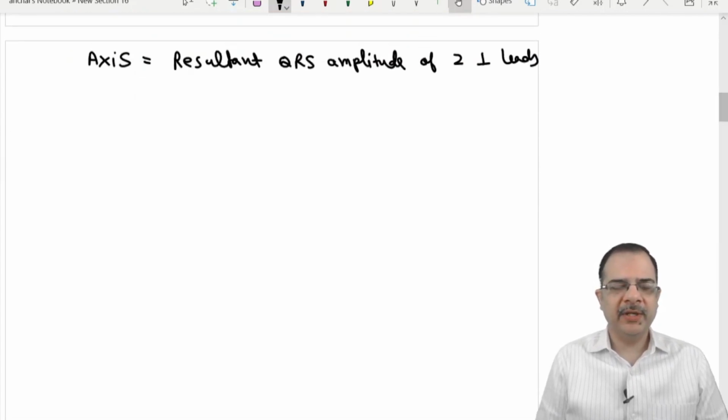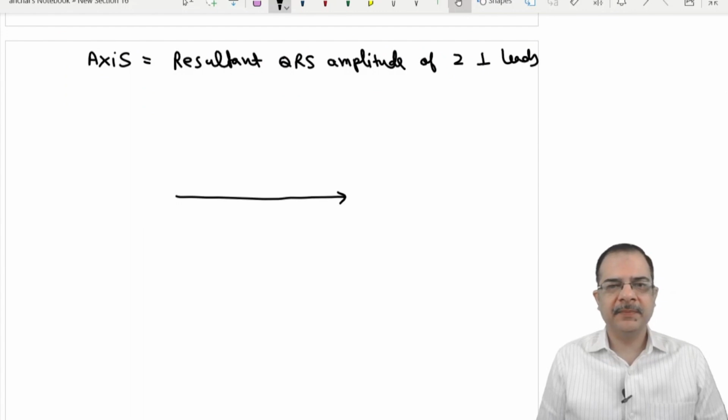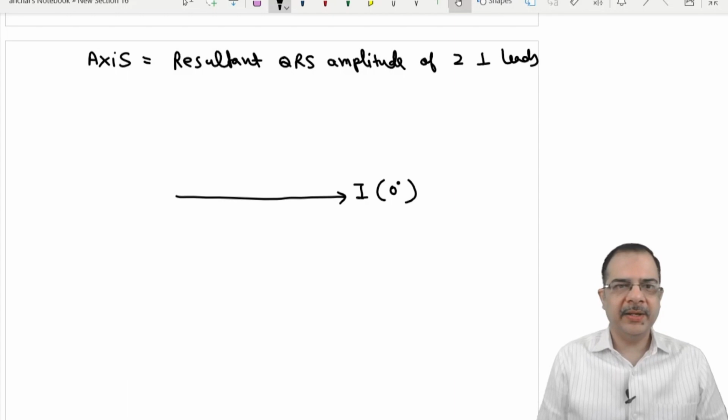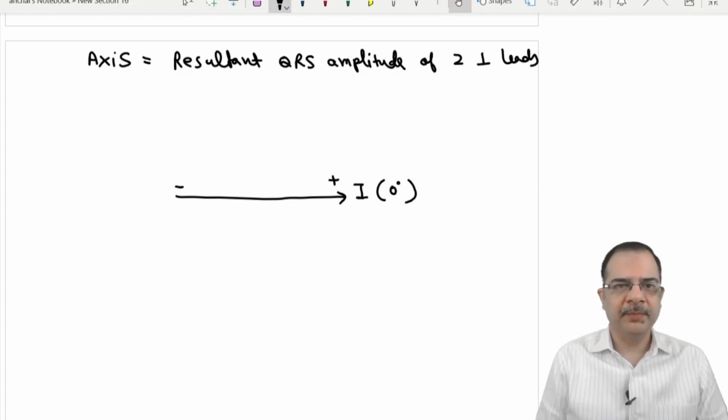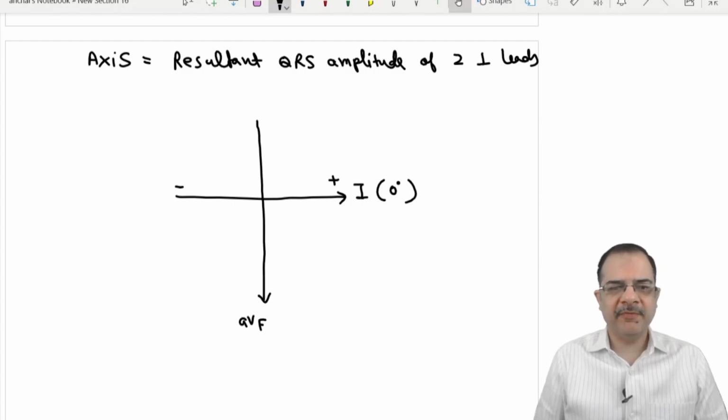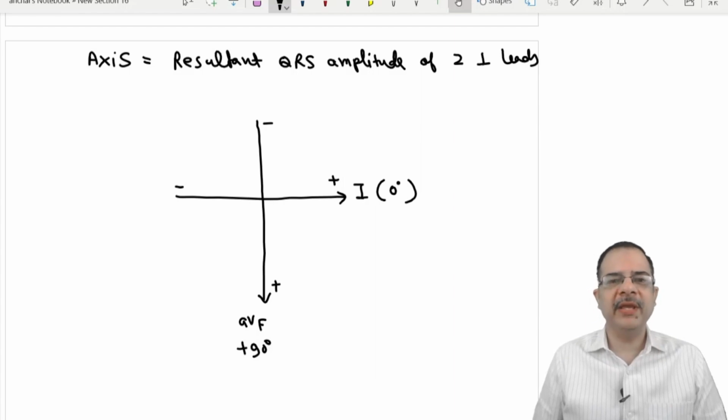So lead 1 is this lead. It is at a 0 degree angle, and this is the negative or reference electrode for lead 1. This is a positive pole or exploring electrode of lead 1, and exactly perpendicular to lead 1 is AVF. This is located at plus 90 degree. This is the reference or negative pole of AVF. This is the positive pole or exploring electrode of AVF, and heart is here.